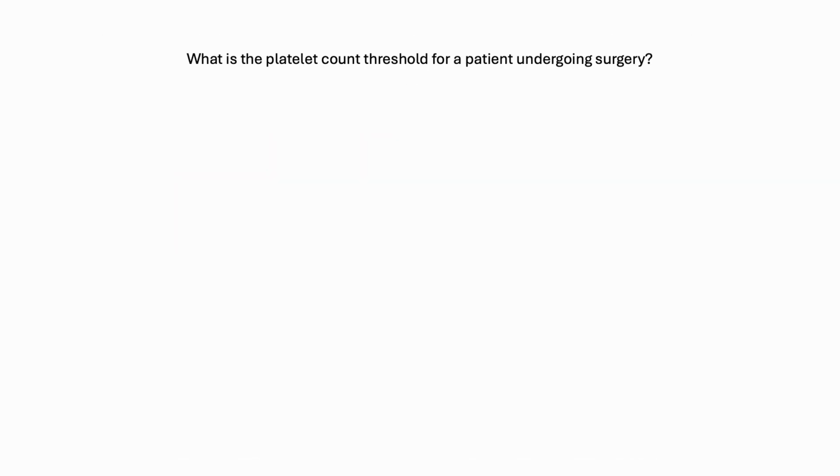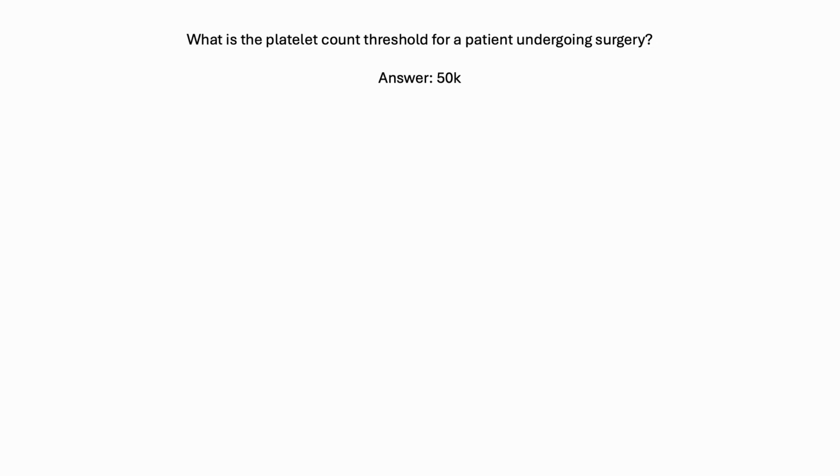What is the platelet count threshold for a patient undergoing surgery? It's going to be 50,000. If we're lower than that, the chance of them bleeding is going to be too high. We can't do that surgery until we address why their platelets are so low.